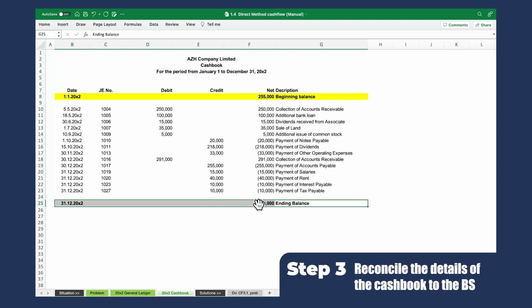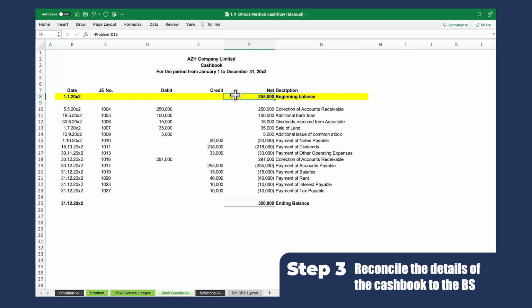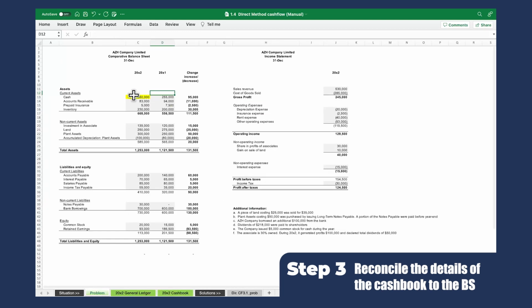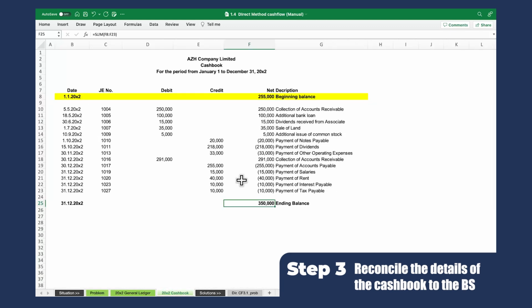So here we have 350,000 of ending balance of cash, which is coming from the 255,000 of beginning balance, plus all of the transactions during the year. It sums up to a 350,000 ending balance in cash, which now agrees to the 350,000 that we have in the balance sheet. However, you have to take note that in actual practice it is not always this perfect. You might have some reconciling differences coming from bank or book reconciling items, which can be learned if you know how to do bank reconciliation. This will not be discussed in this particular video.